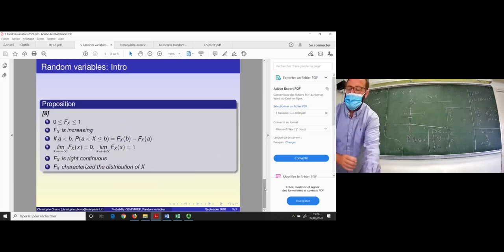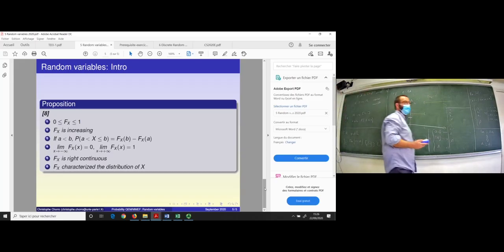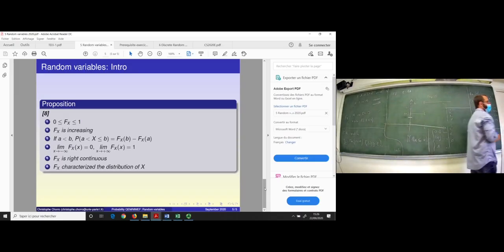This one will be the last slide for today. So some properties of the distribution function. I just keep the definition on the board and we are going to prove some of them. And for the ones that I won't prove today, you have the proof of this proposition in the list of proofs that you have on my website.